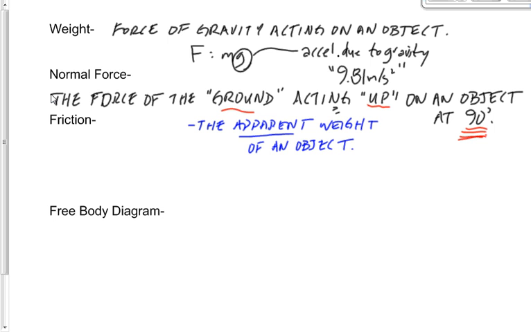Now, normally, that force of the floor or the force of the desk is the same value as the force of gravity. So whatever I really weigh is how heavy I feel like I weigh. Normal force, gravity, same value. I feel as heavy as I really am. But there are some cases where the normal force is bigger or smaller than the force of gravity. So I feel heavier or lighter than I really am.